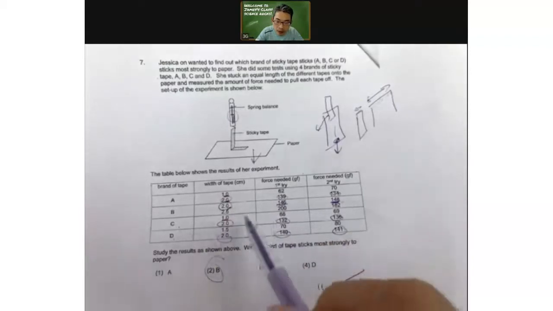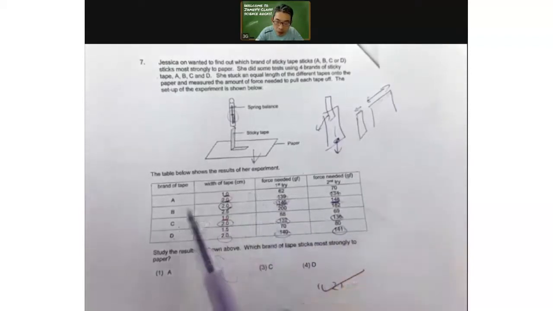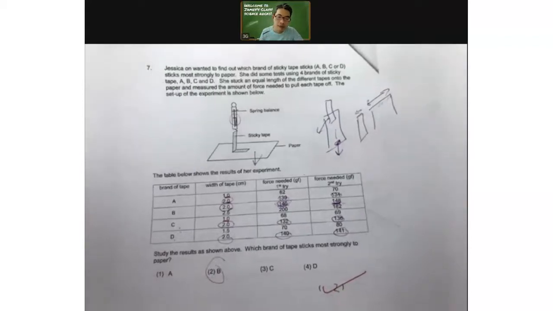Alright, and therefore, since it takes the most amount of force to remove tape B from the paper, tape B is the stickiest. Let's go to question 8.